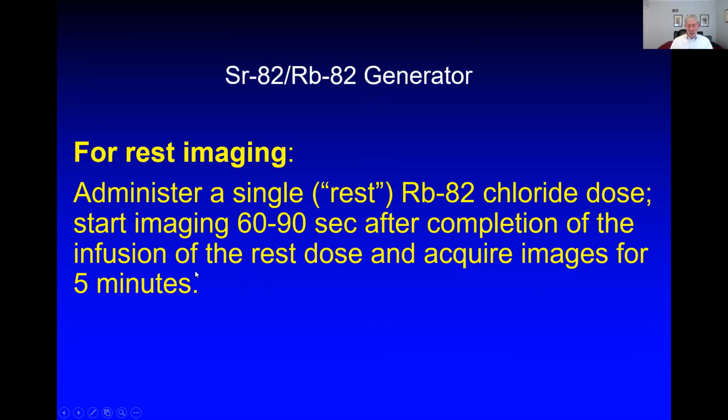And then we image for 5 minutes. So think about this, 5 minutes of imaging, plus there was 75 seconds of waiting. So we have a little over 6 minutes. That's about 5 half-lives of rubidium. And what fraction remains after 5 half-lives? 1/2 to the 5th. That's 1 over 32. That's 3%. That means that 6 minutes down the road, 97 point something percent is gone already.